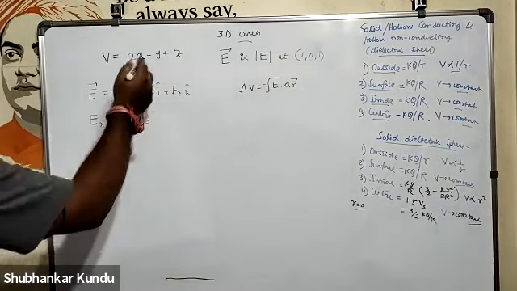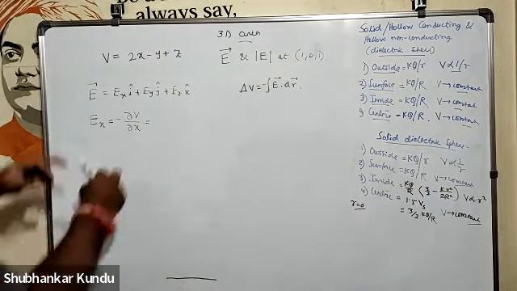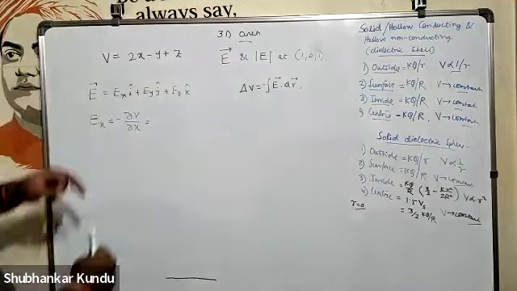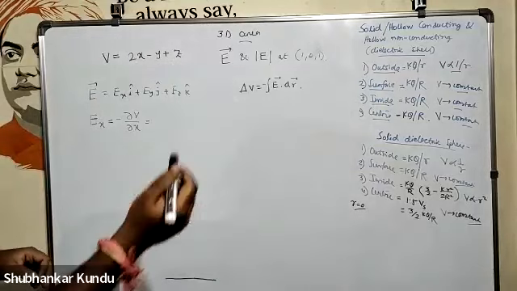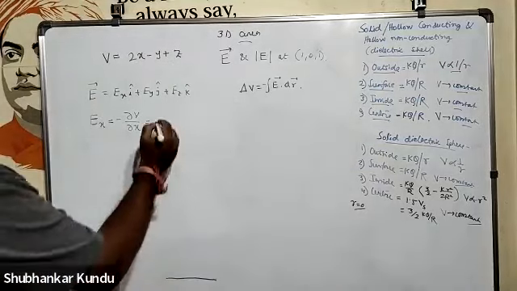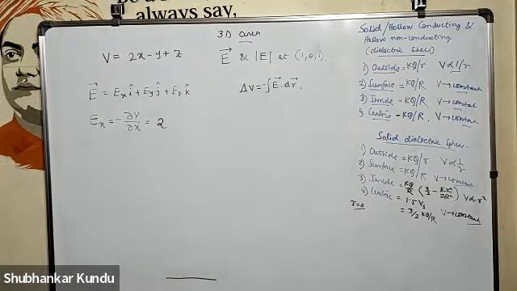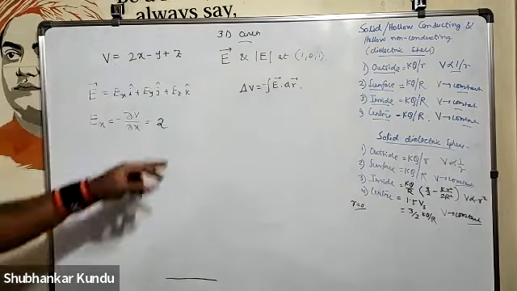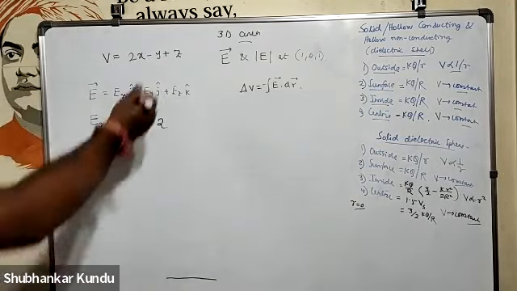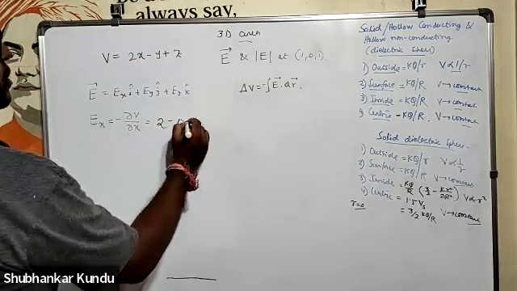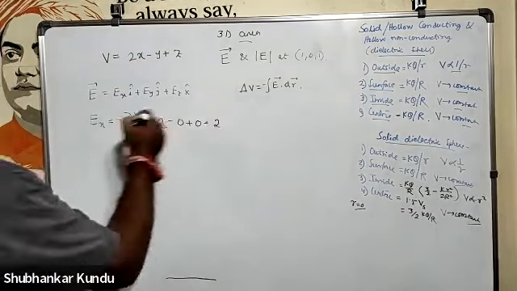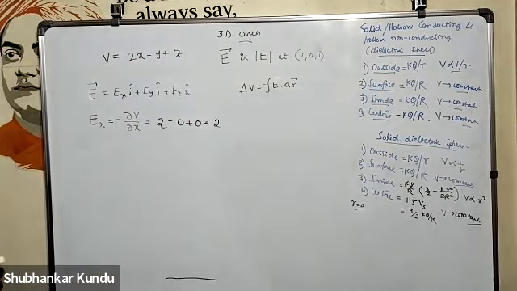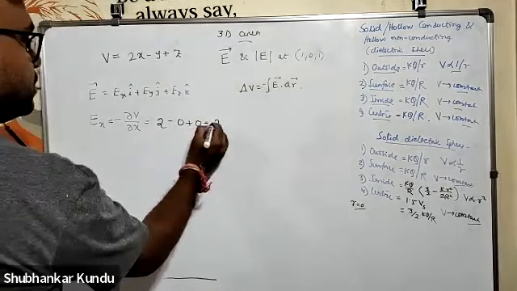So what will be the partial differentiation of V with respect to x? We'll be differentiating this one. y and z will appear as constants, their differentiation will be 0. The partial differentiation of 2x will give us 2. And y will appear as a constant, z will appear as a constant. So Ex is equal to only 2. Clear? Okay, minus 2, no? That is the minus sign.